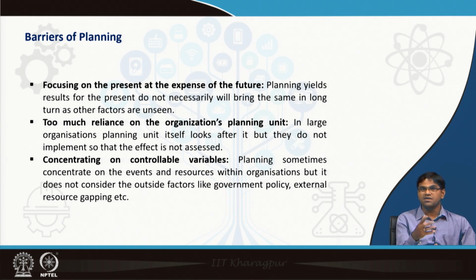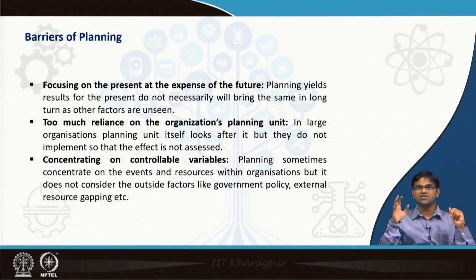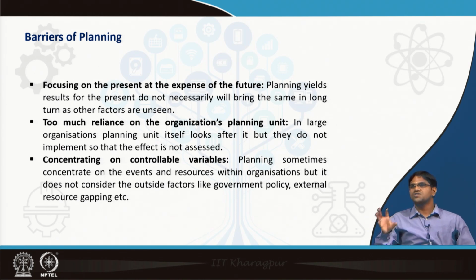Because having a better plan is not going to assure you that you will have a better outcome. Correct? So, concentrating on the control variables, planning sometimes concentrates on the events and resources within the organization, but it might fail to consider what is happening outside the organization. Sometimes we limit ourselves: within the organization we have the resources, this is my request from my clients, these are the demands I have, these are the forecasts I'm making. We always heavily rely on internal sources, but we are actually failing to look at the outside environment.